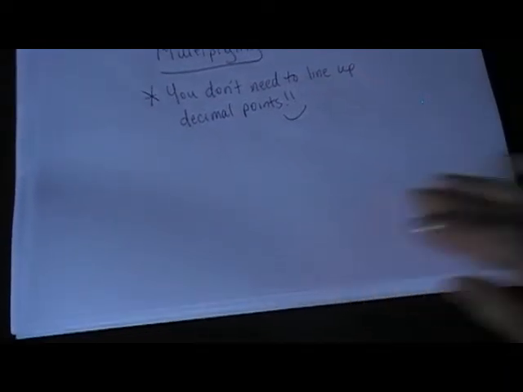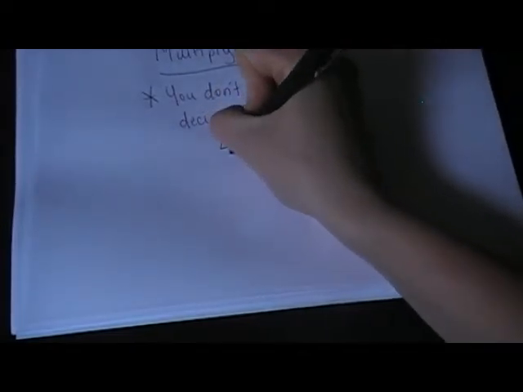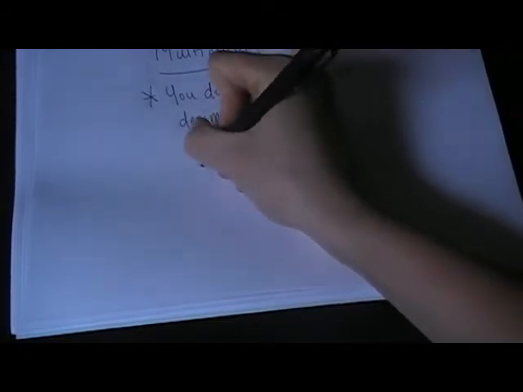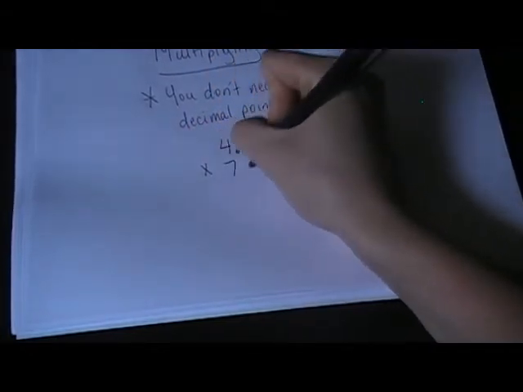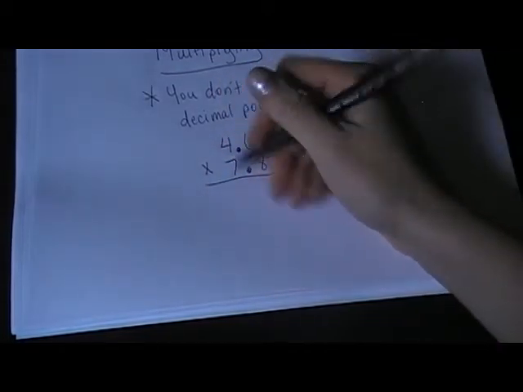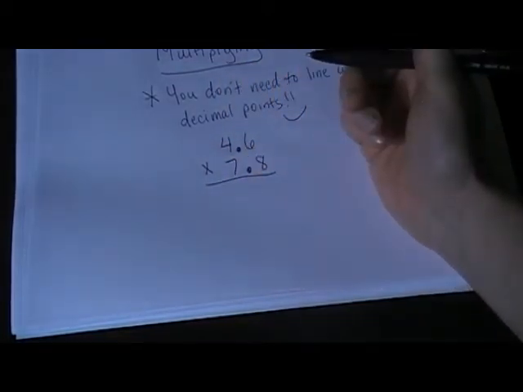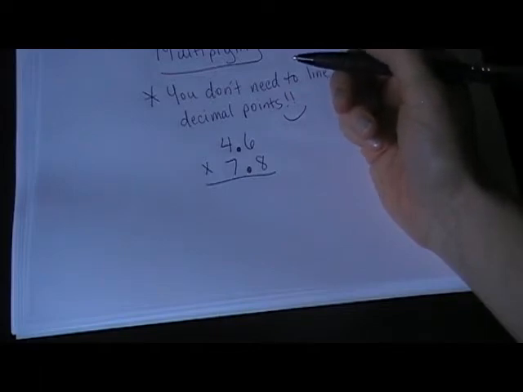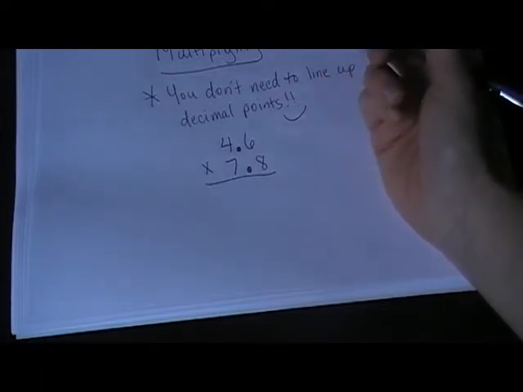So let's take our first example with addition. I'm going to take the two very nice and neat numbers, 4.6 times 7.8. In this case, the decimal points do line up, but in the future we'll see that they don't have to.